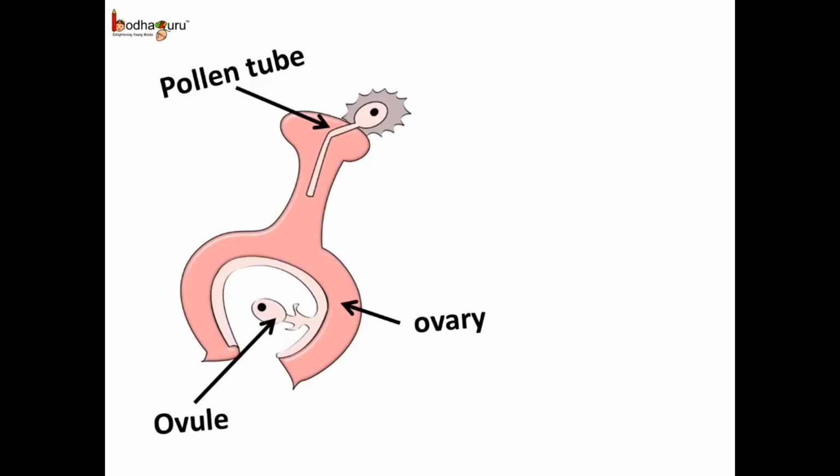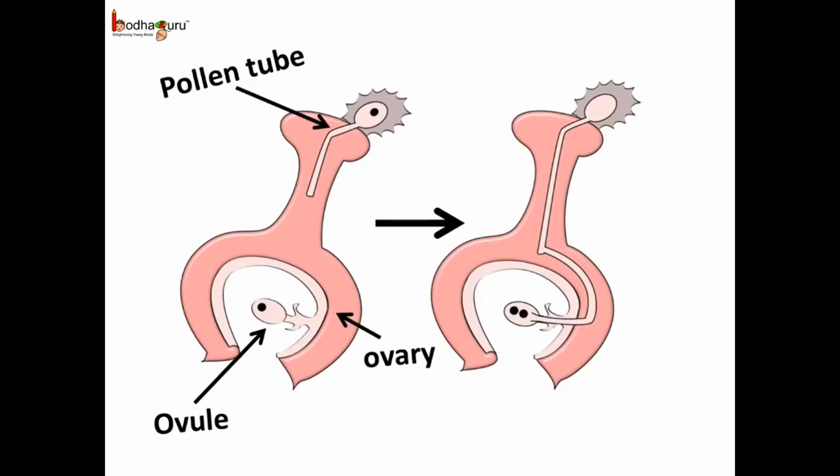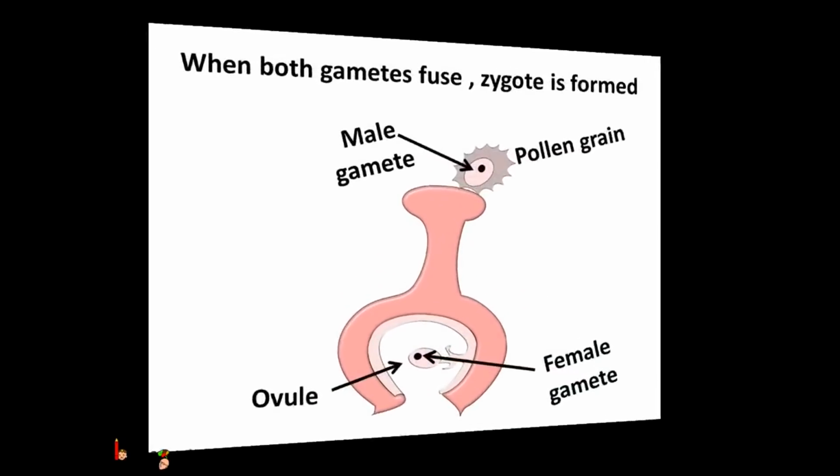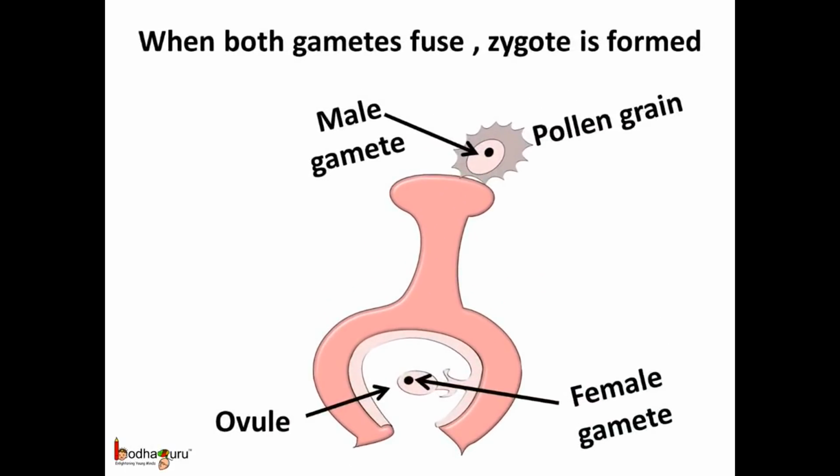A thin tube grows out of the pollen grain. The tube keeps growing, carrying the male gamete. And it grows until it reaches the ovary. The tube reaches the ovary and then it enters inside an ovule and releases the male gamete inside it. Then the male gamete and the female gamete fuse together to form zygote. So when two different types of gamete cell fuse, the zygote is formed, and this zygote grows into an embryo.